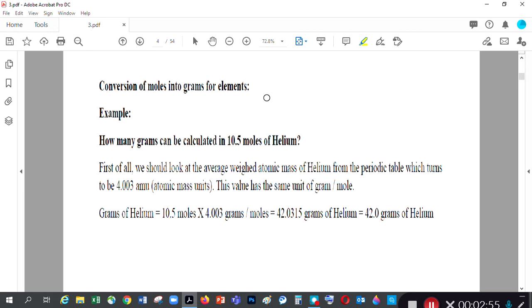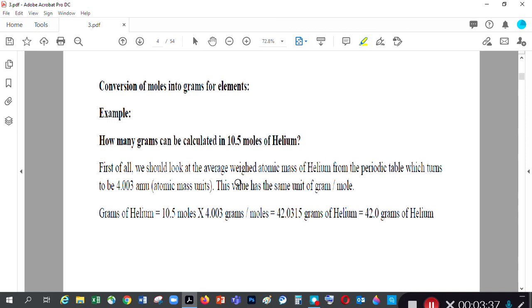Conversion of moles into grams for an element, for example. How do we convert grams of an element into moles? In this case, we need to know the atomic mass of that element, which can be taken from the periodic table. All the atomic masses in the periodic table are average weight atomic masses, as you know from Survey of Chemistry 1.